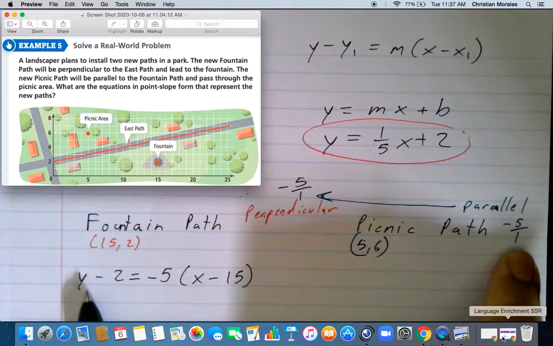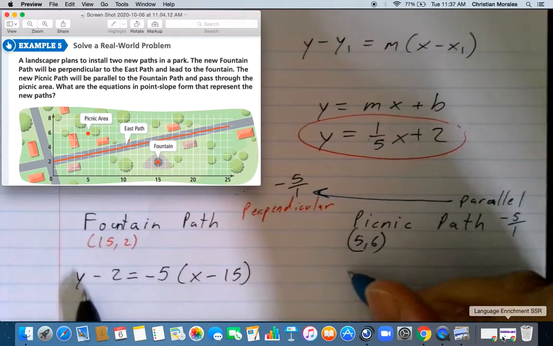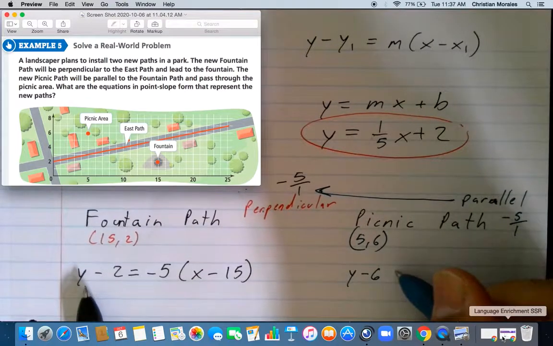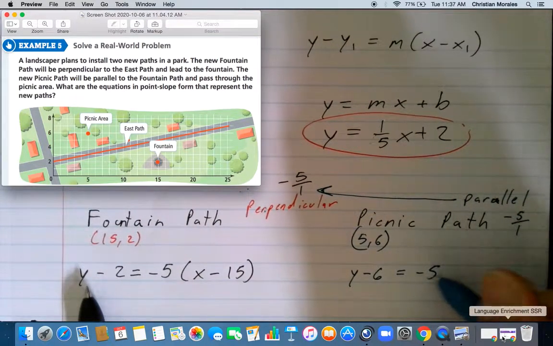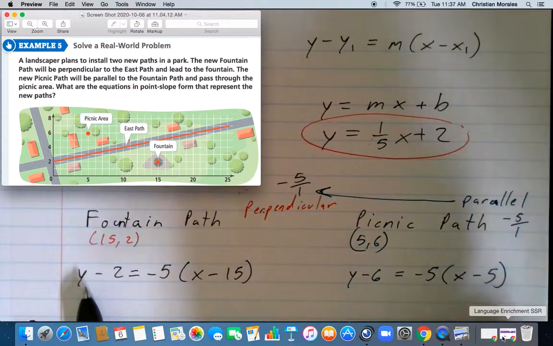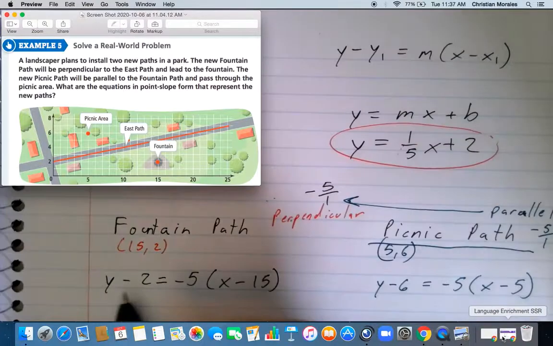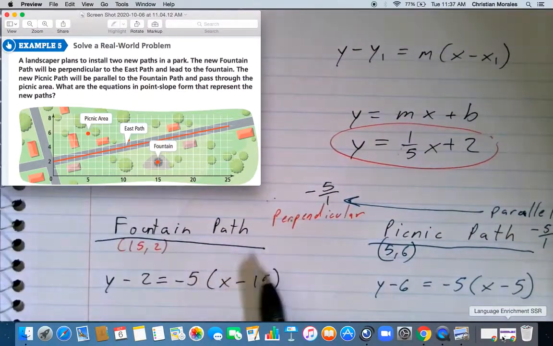And there's my information. There's my slope, there's my point. My answer would look like this. Y minus 6 equals -5, x minus 5. And those are my two equations in point slope form. Here's the picnic path, and here's the fountain path. And that's it.